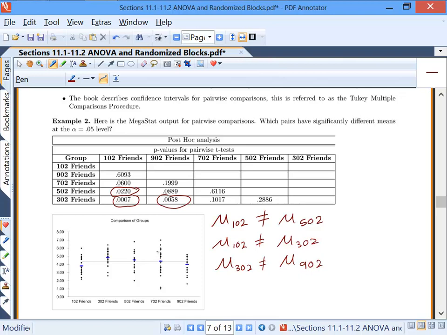I did include the little dot plot that automatically comes with ANOVA in MegaStat. If we look at 102, it was statistically significant from 302 and 502, which makes sense because those are the two highest values. They would be the ones furthest away from 102, which is the lowest value as far as the sample means. And 302 is statistically significant from 902. Well, that's a fairly big difference. I can see why that might have been the difference that was statistically significant.